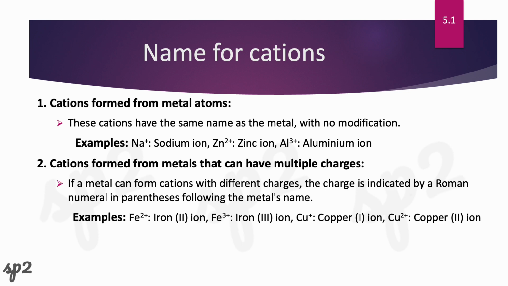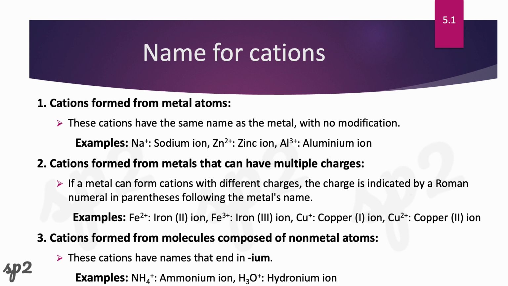Now, there are some other metals that have multiple charges. It is possible to have different charges. In this case, we need to indicate the charge using a Roman numeral, typically in parentheses following the metal's name. So for example, if you're looking at iron, that's Fe, so that's just iron. But if I have Fe2+, then I need to say iron(II). If I have Fe3+, then I'm going to say iron(III) ion. I need to specify their charges using the Roman numeral. Same thing for copper. It could be copper(I) or copper(II).